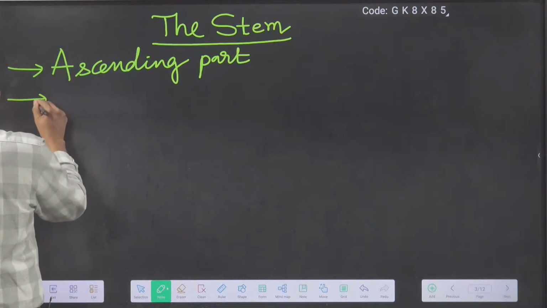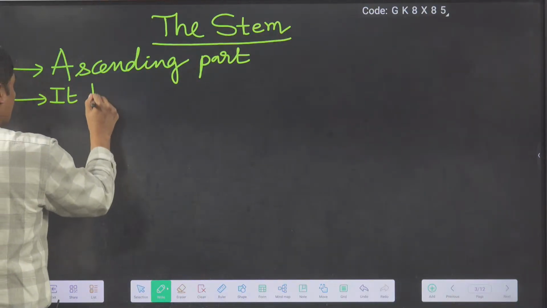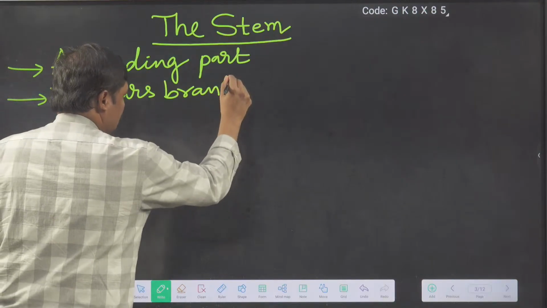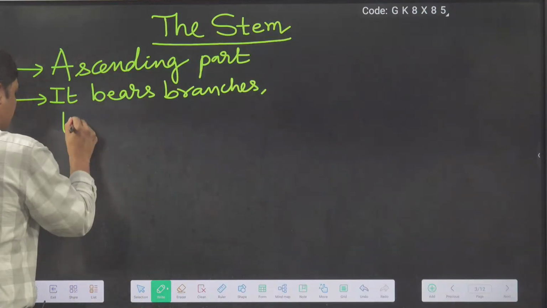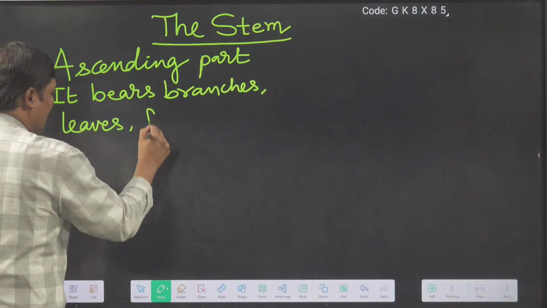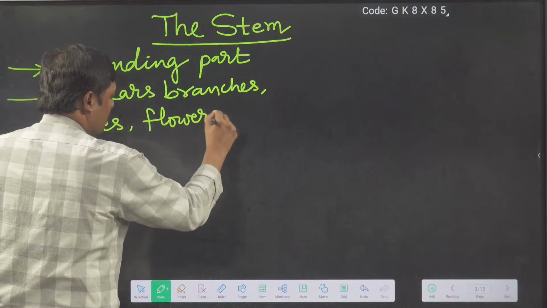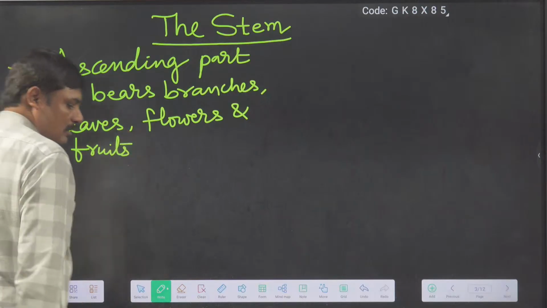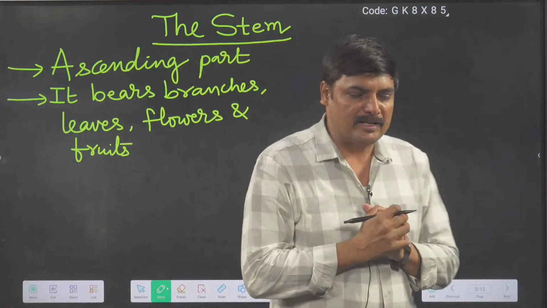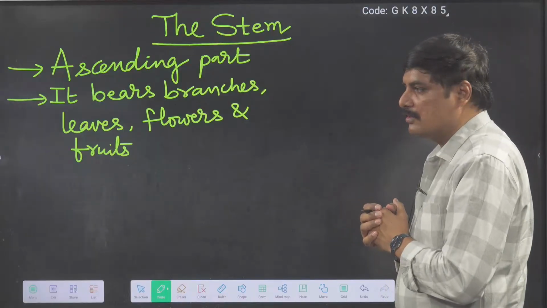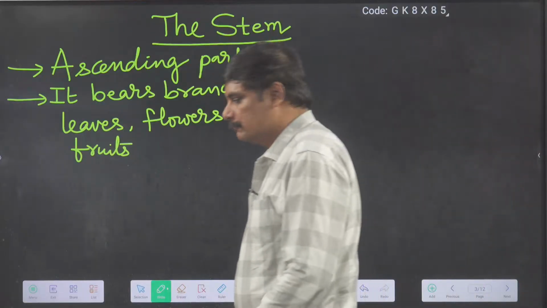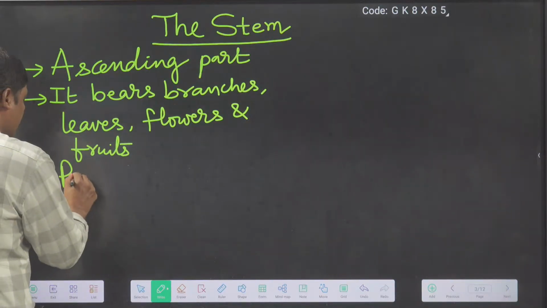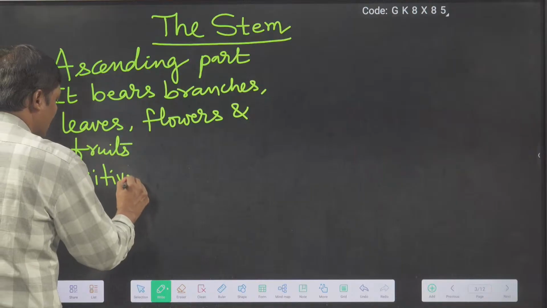Stem bears branches, leaves, flowers, and fruits. Stem is positively phototropic.